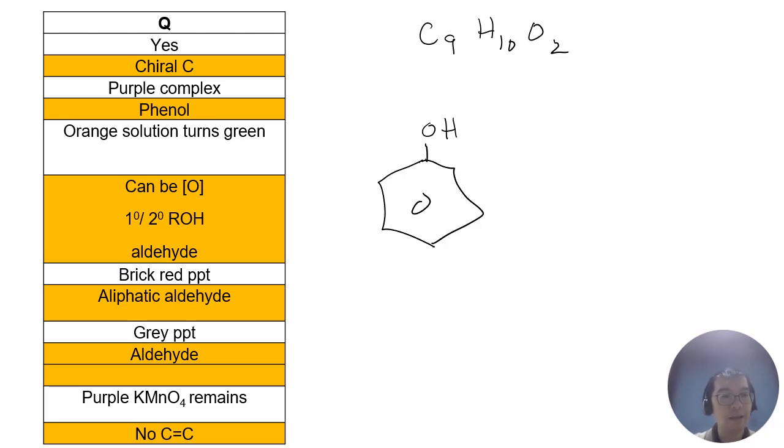So since I know there is no C=C double bond, and based on the Fehling's test and the Tollens test, you should have an aliphatic aldehyde. So aliphatic aldehyde, and since it can be oxidized, I already have one O that is already accounted for by the phenol. So then the other O will be due to the aldehyde. And there must be a chiral carbon. So it will be like this. Okay, and then this is the chiral carbon. So that is the structure for Q.